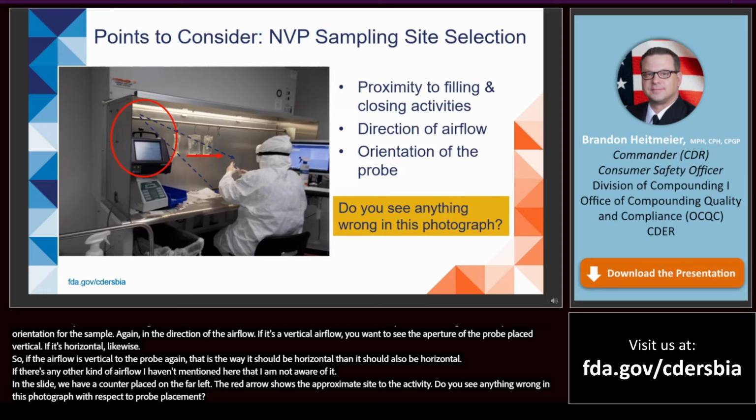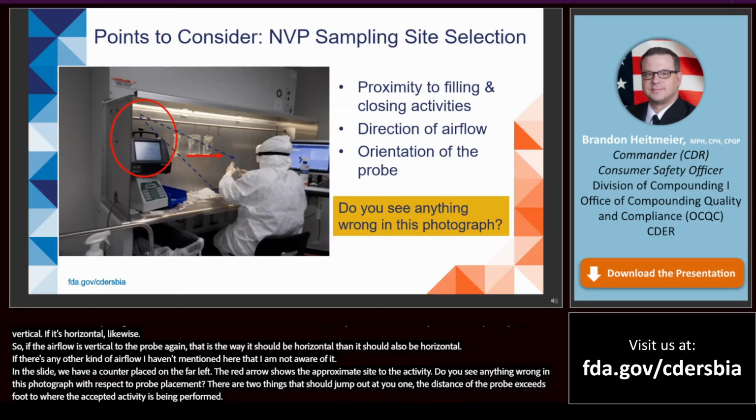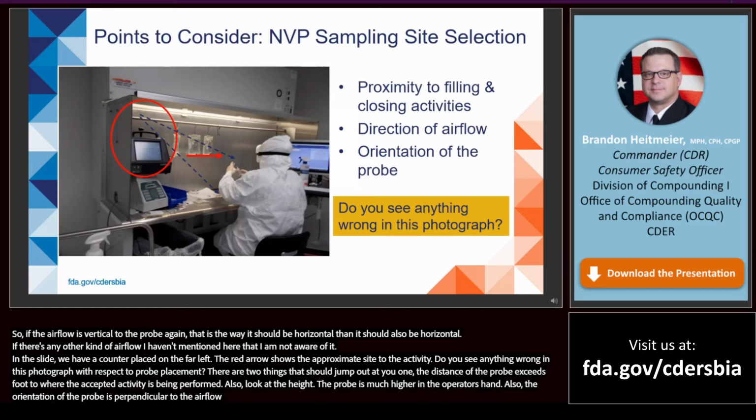There are two things that should jump out at you. One, the distance of the probe looks to exceed 1 foot from where the aseptic activity is being performed. But also, look at the height. The probe is much higher than the operator's hand. Also, the orientation of the probe is perpendicular to the airflow, as it appears in the picture, because it appears that this is a horizontal flow hood, not a vertical flow hood.